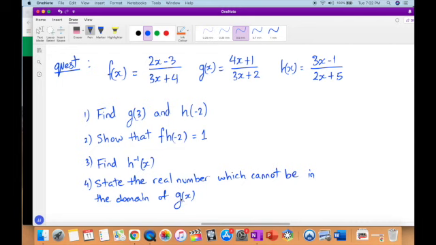And which cannot be in the domain. They use that word domain. We learned that word last class. I wonder what that means. State the real number which cannot be in the domain of g of x. Think about it. Let me know when you finish. Write this down.